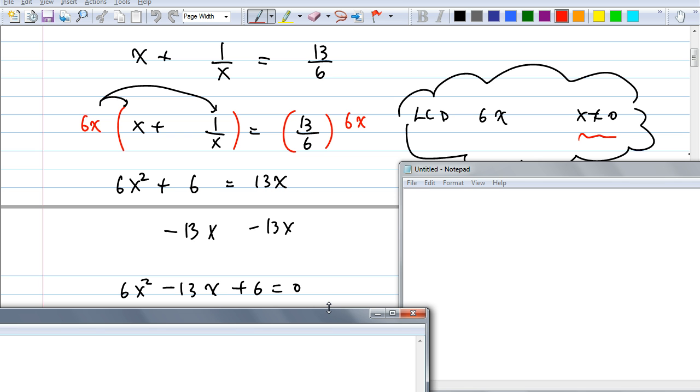Sorry. Which one are you going to try first? 3x times 3x or 6x times x? I mean, 3x times 2x or 6 times x. Which one should we try first? 3x times 2x. Remember, I told you to try the one in the middle.